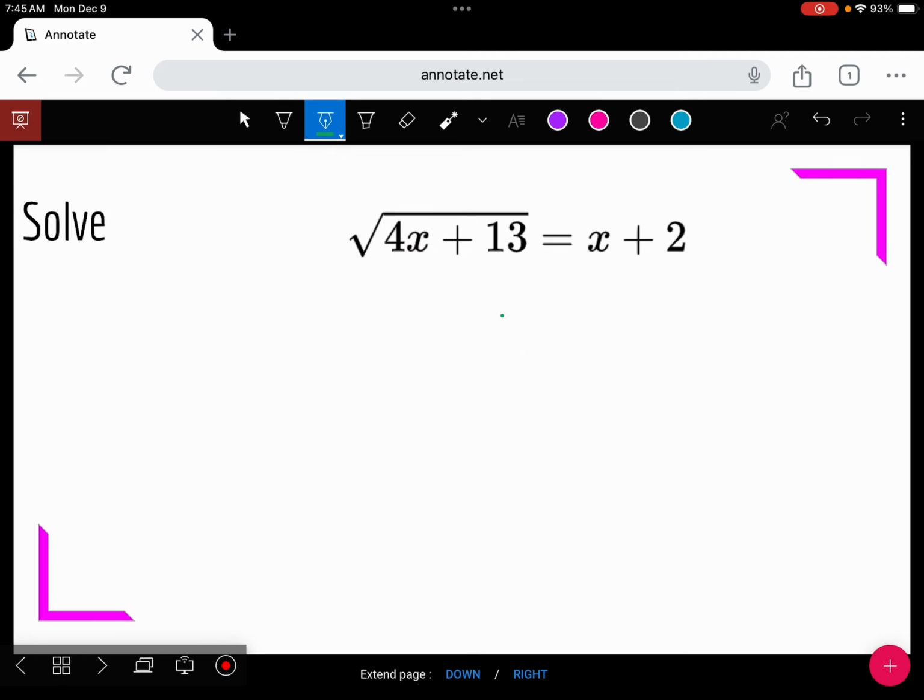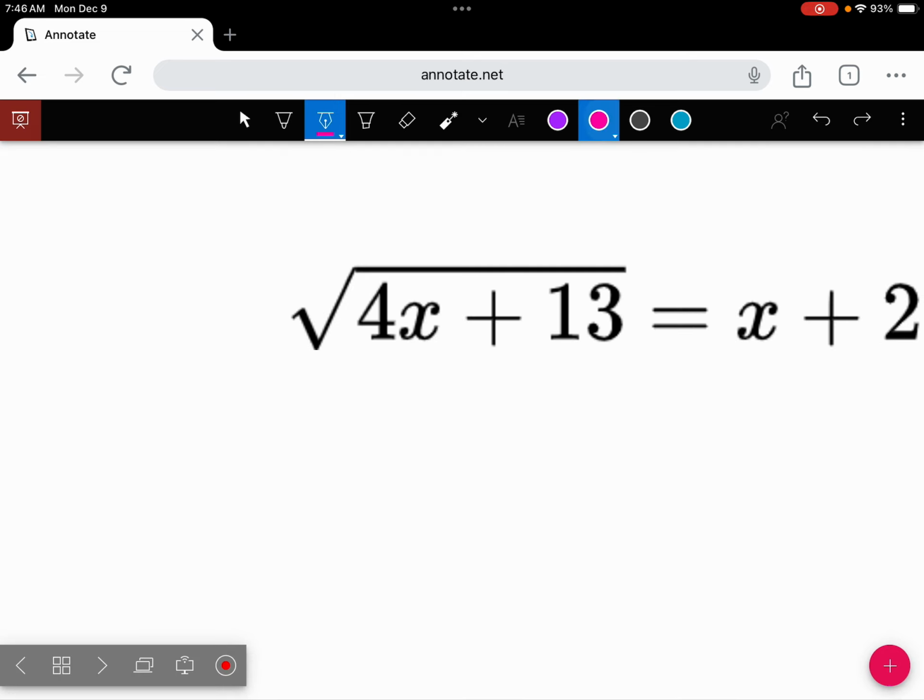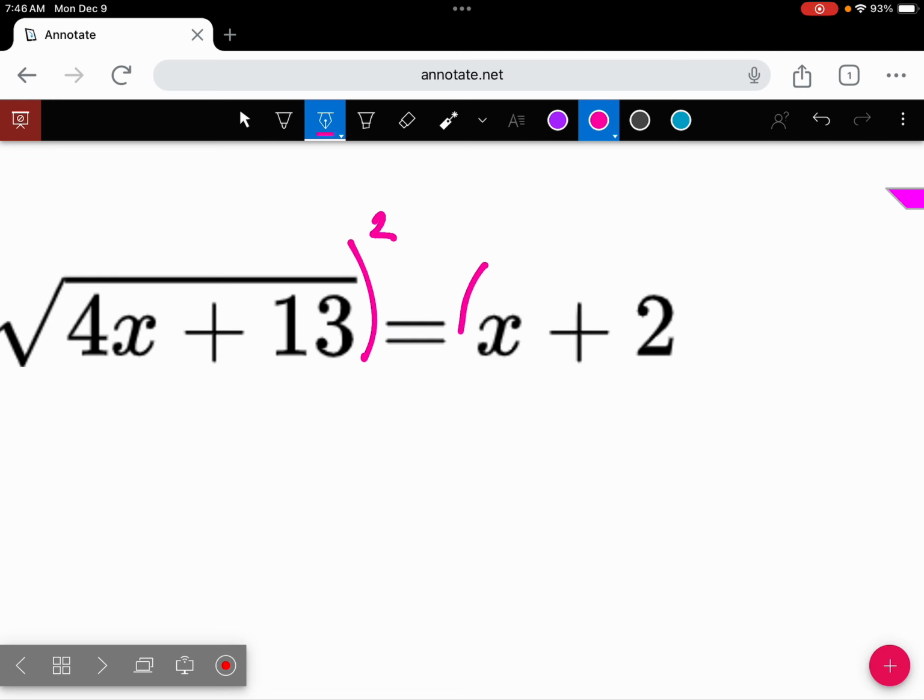Last one. So we've got the square root of 4x plus 13, and we want to know when that equals x plus 2. Our square root is already by itself, so we don't have to do anything to get it by itself, so we're ready to square this side. But that means we also need to square this side. So we're going to come through and square this, just like we have been, and this.